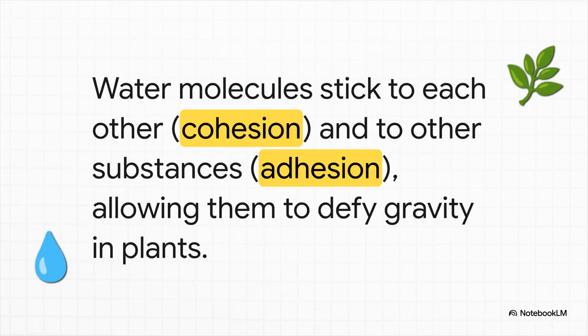And because they're magnets, they love to stick together. That's a property we call cohesion. It's what creates surface tension. But they also stick to other things, and that's called adhesion. You put those two together, and that's how a giant tree can pull water all the way from its roots to its highest leaves, totally defying gravity.